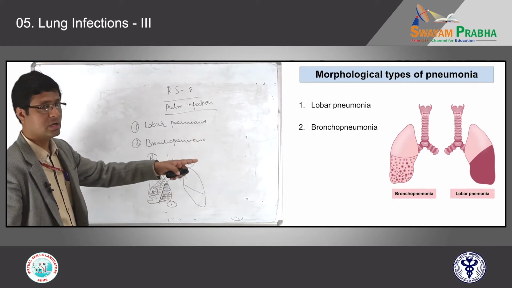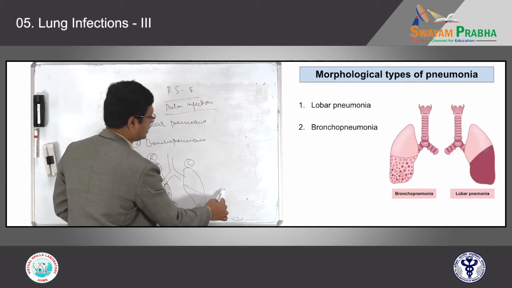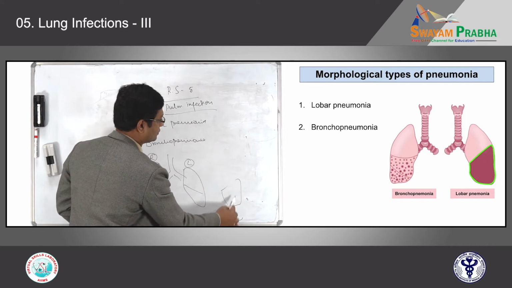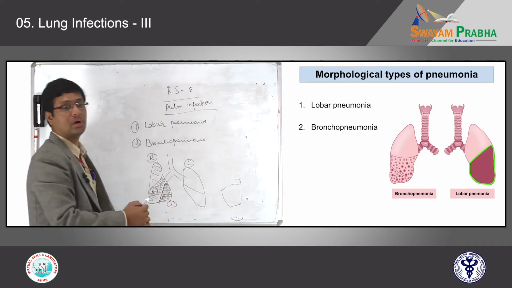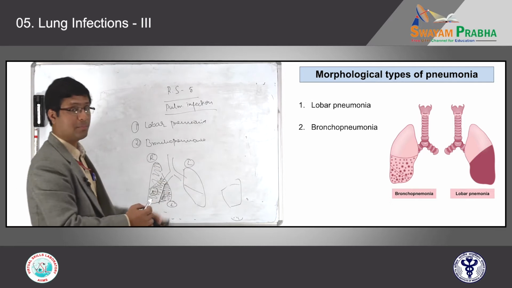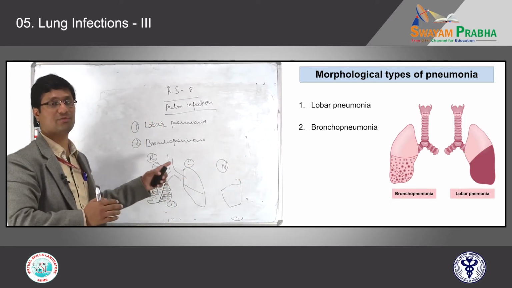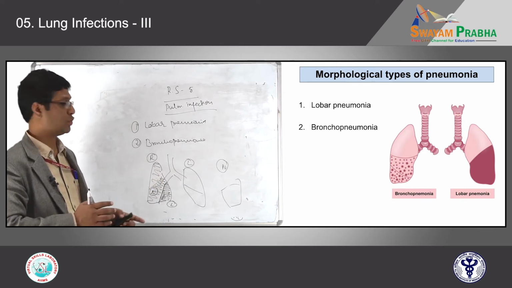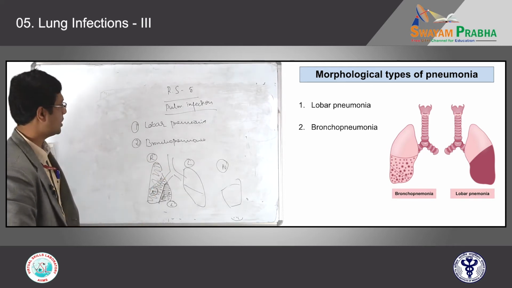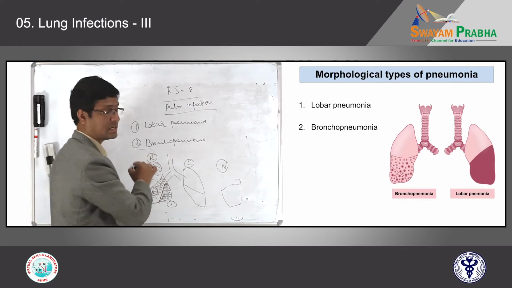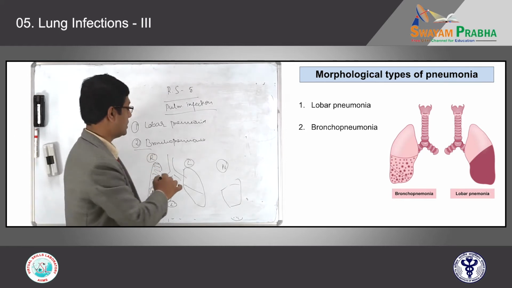Can you see the picture? That is the pink color, what you are seeing on your left side, the whole lobe. The lower lobe is affected, but upper lobe is unaffected, is perfectly normal. When you see this kind of a morphology, we'll call it as lobar pneumonia. In comparison to lobar pneumonia, we have second category called as bronchopneumonia.